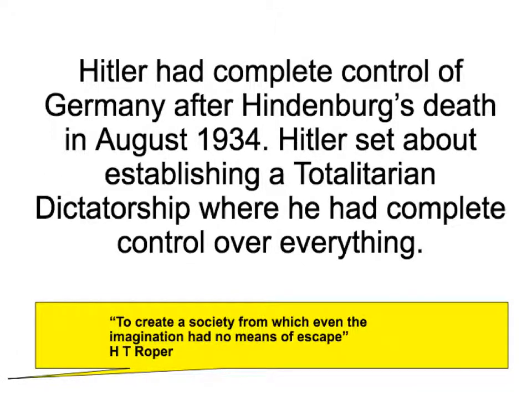Hitler had complete control of Germany after Hindenburg's death in 1934. Internal threats had been removed with the elimination of the SA, and external threats had been dealt with earlier in 1933 with the Reichstag fire, the Emergency Decree and the Enabling Act. Hitler now set about establishing a totalitarian dictatorship where he had control over everything and everyone. To quote Hugh Trevor Roper, his intention was to create a society from which even the imagination had no means of escape.